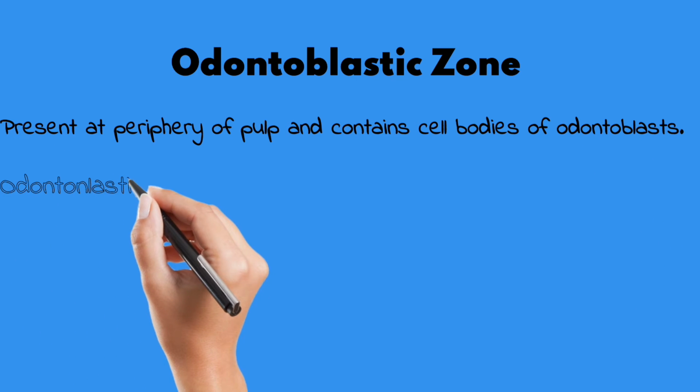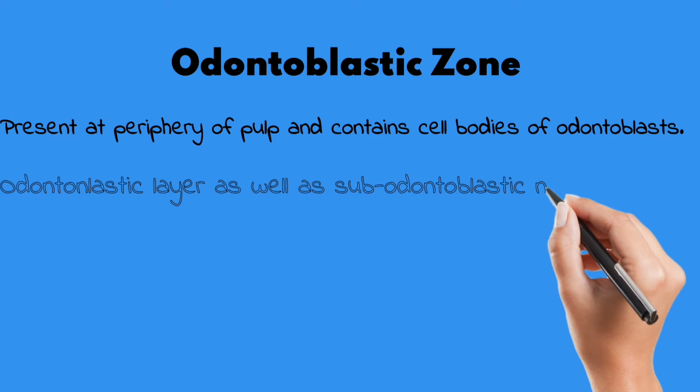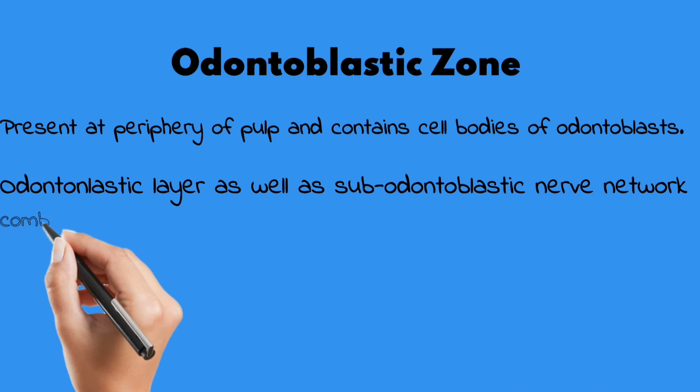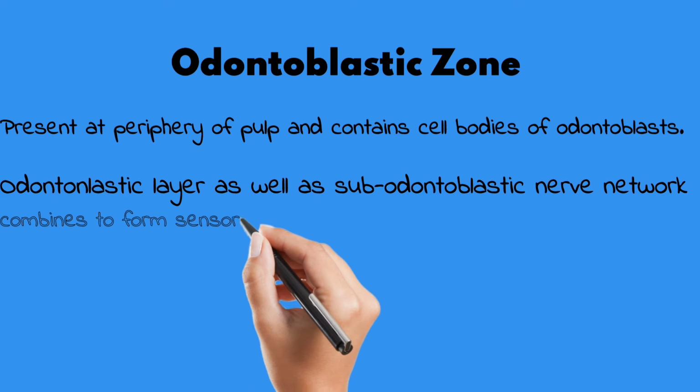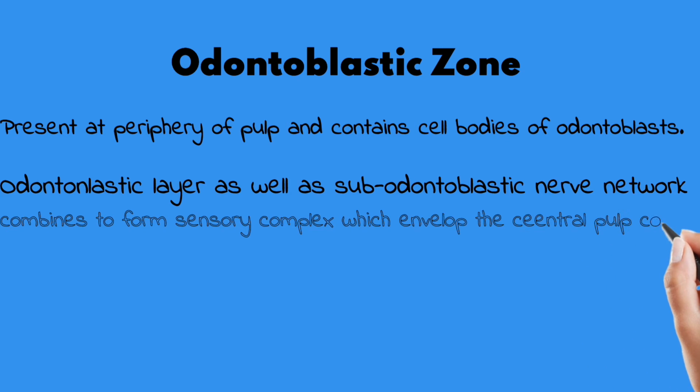Finally, let's start with each of these zones one by one. First is the odontoblastic zone. What does this odontoblastic zone consist of? This zone is present at the periphery of the pulp and contains cell bodies of the odontoblasts.